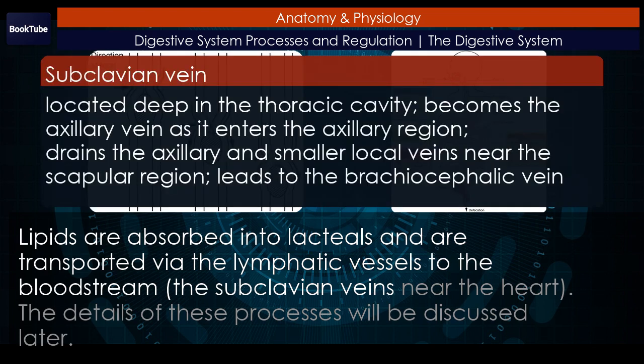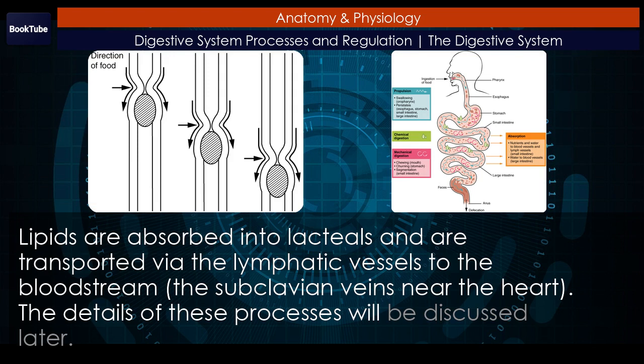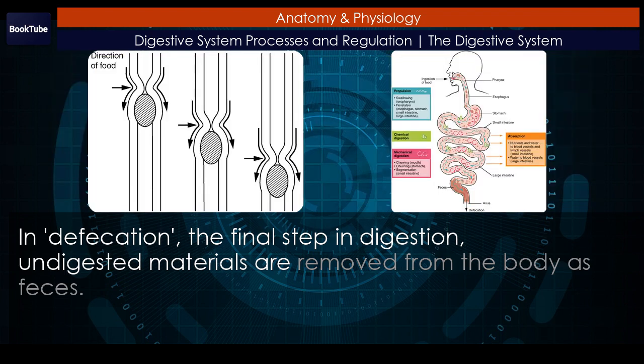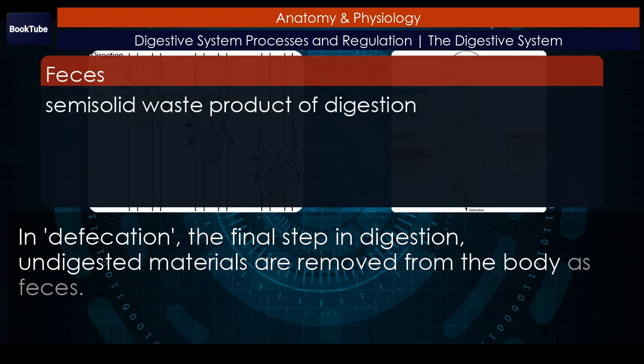The subclavian veins near the heart. The details of these processes will be discussed later. In defecation, the final step in digestion, undigested materials are removed from the body as feces.